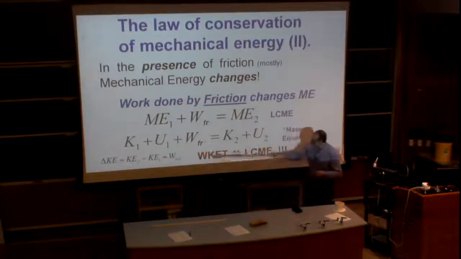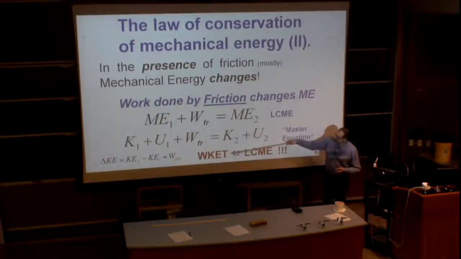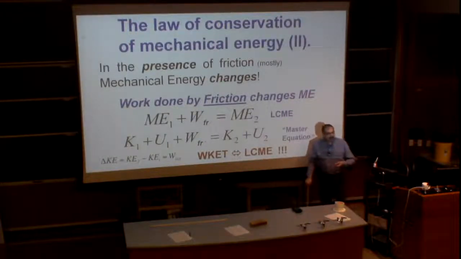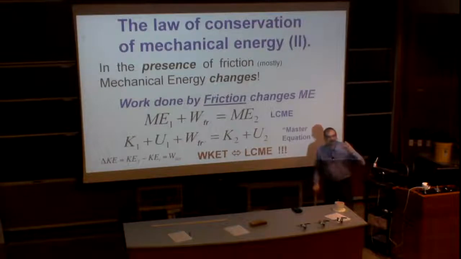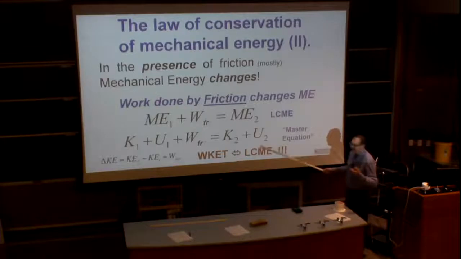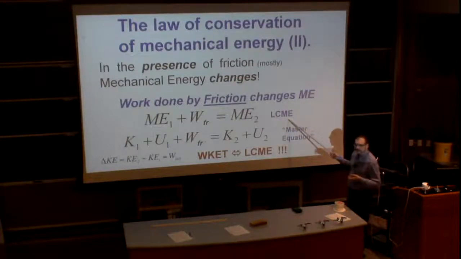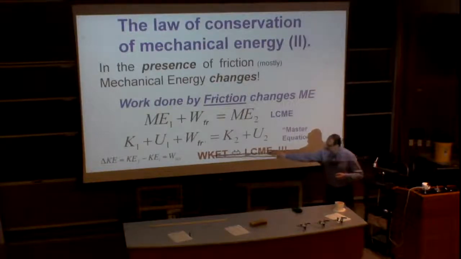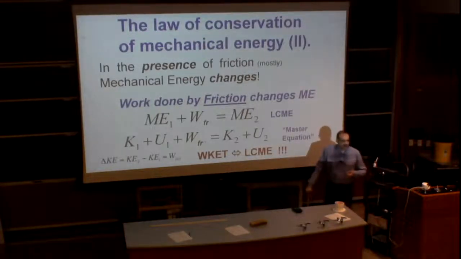And they all have been derived from Work-Kinetic Energy Theorem. So technically, these are three different forms of the same law. But historically, they also have different names. So when we write it like this, we call it the law of conservation of mechanical energy. When we write it like this, explicitly showing kinetic and potential energies, we call it master equation. And again, when we write it like that, we call it Work-Kinetic Energy Theorem.